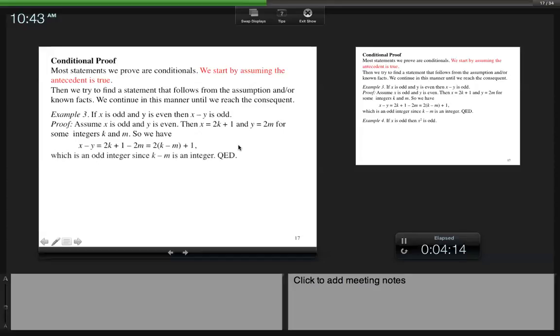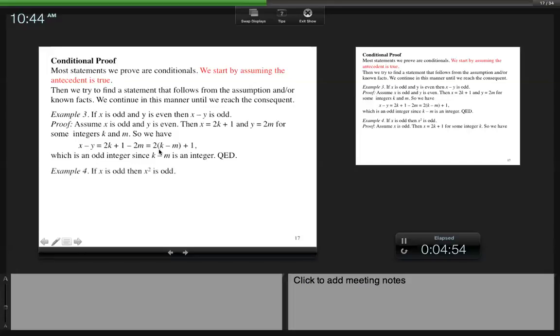Then now you can simply expand this in terms of 2 times some integer plus 1, because you want to show X minus Y is odd. So here X minus Y is simply 2 times (K minus M) plus 1. Now, K and M are integers, so K minus M is an integer. Since you can express this as 2 times an integer plus 1, X minus Y is odd. So from here to here is simply basic algebra.